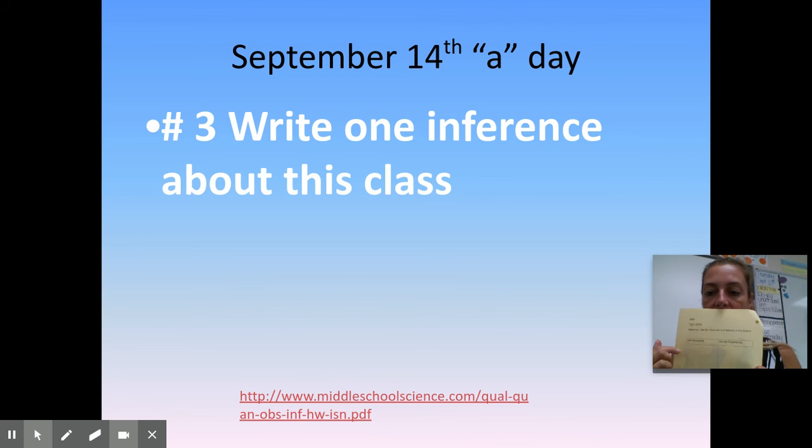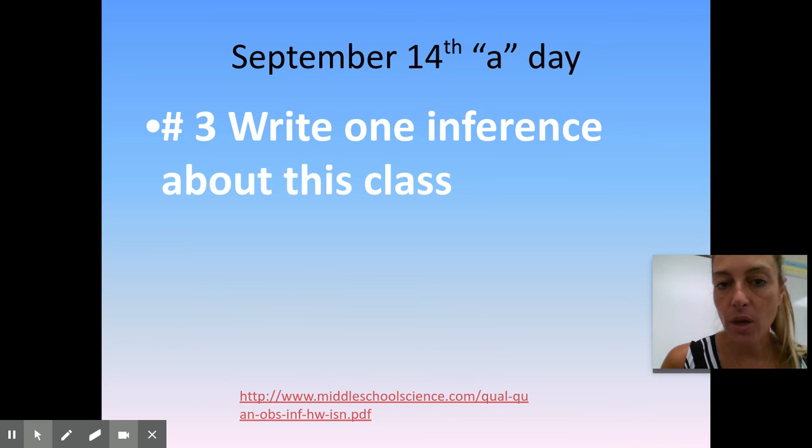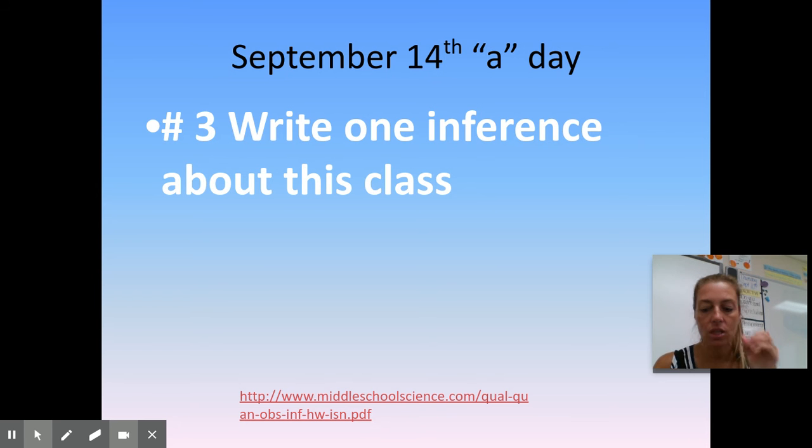So this was the first day, safety. And then today, it's 2 charts. One side says observation, the other side says inference. And if you're a complete distant learner, you have that as a Google Doc and you will write into it. Okay, so on your pink paper, you're writing one inference about this class. Not yet, because you didn't see the demonstration yet.